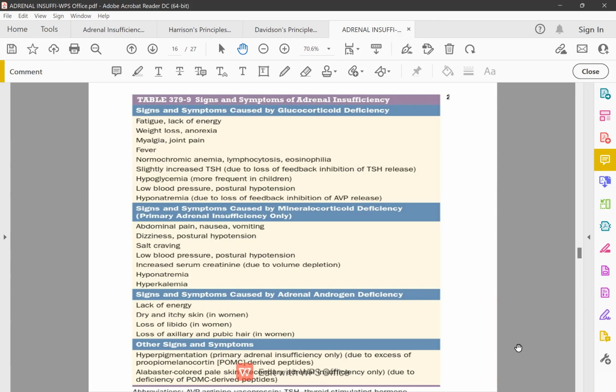Hyperkalemia is due to the mineralocorticoid deficiency. Hyponatremia is due to loss of the feedback inhibition of the arginine vasopressin. If you have hyperkalemia, you can suspect this person also has mineralocorticoid deficiency. Sex steroid deficiency causes lack of energy, itchy skin, loss of libido, and disturbed secondary sexual characters. Pigmentation of the skin is a feature of pro-opiomelanocortin, POMC, derived peptides; they induce the pigmentation.